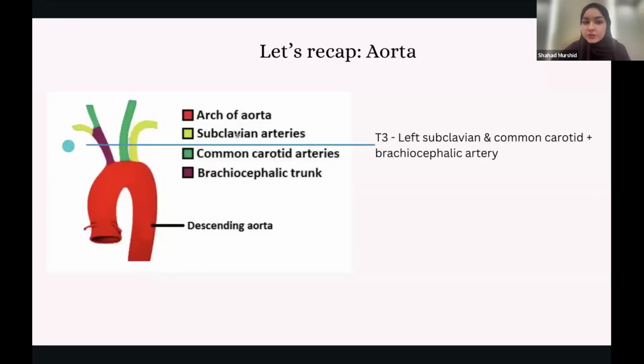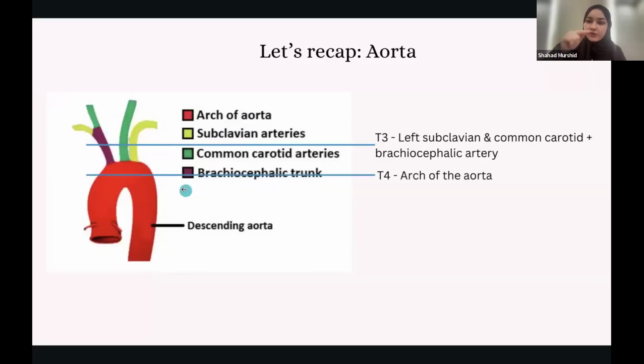So at T3, the first part where you cut the aorta, you get a cross-section of the body. The first things that you're going to see are these vessels right here, which are the left subclavian, left common carotid, and the brachiocephalic. You're going to see them in that order, from anteriorly to posteriorly. So first you're going to see the brachiocephalic, then the left common carotid, and then the left subclavian, if you cut at the level of T3.